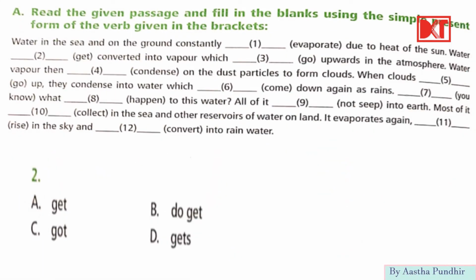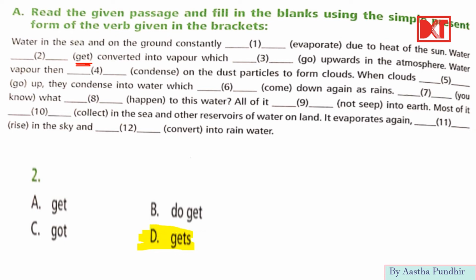Alright, so here the next blank says water dash converted into vapor, which, okay, so the verb here is get. Let's see the options. A. Water get converted into vapor. B. Water do get converted into vapor. C. Water got converted into vapor. Or D. Water gets converted into vapor. So here the correct answer is D. Water gets converted into vapor.